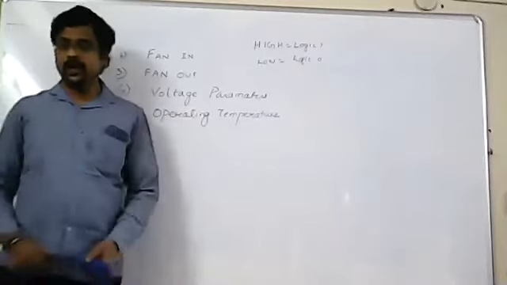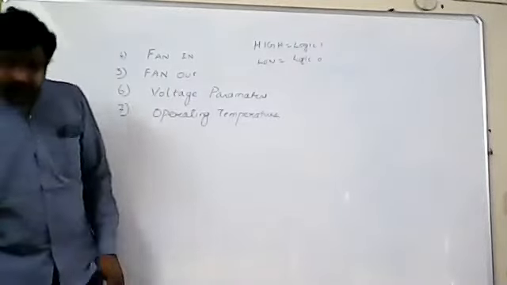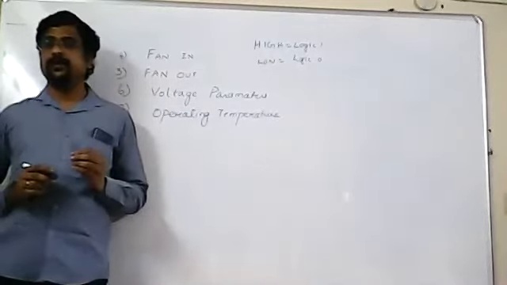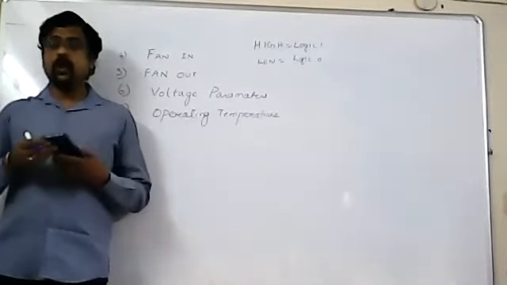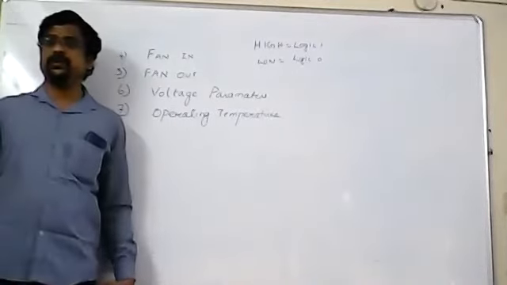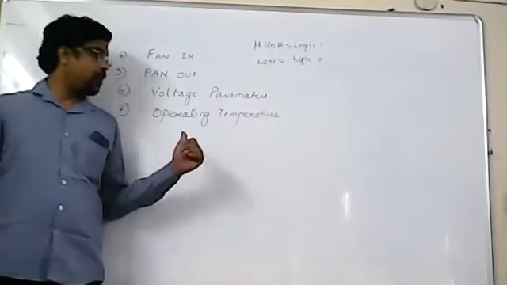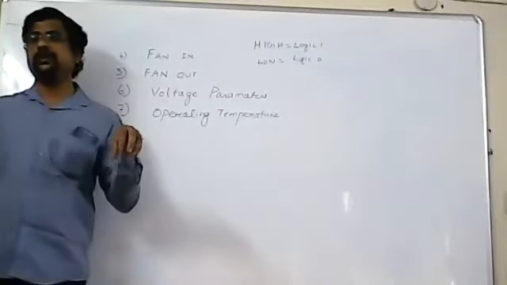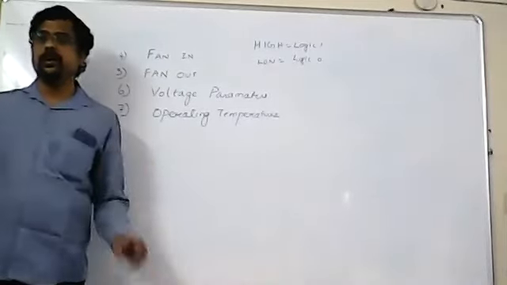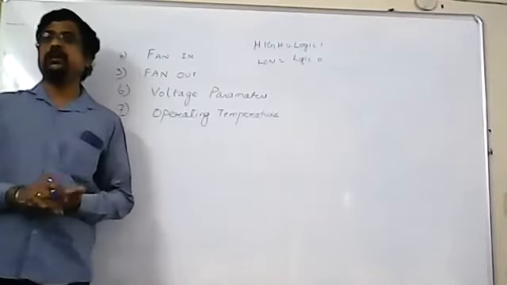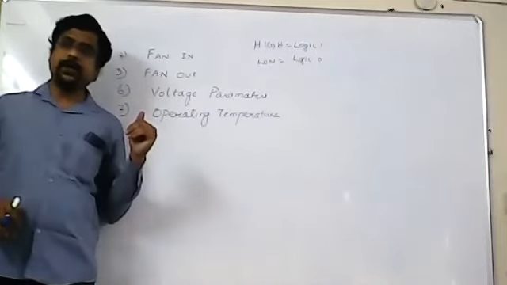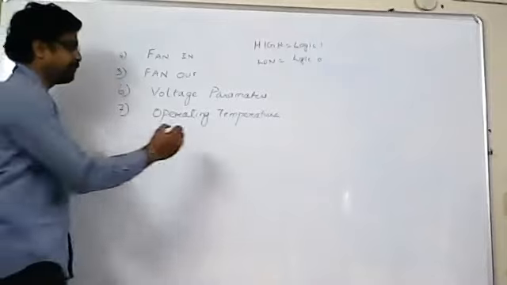Whenever you are designing an IC, care must be taken and specifications must be given about what the range of its operation is. It is a minimum basic requirement that you need to specify about an IC: what is its operating voltage, what is its operating temperature and all. So coming to the operating temperature, there are two things.